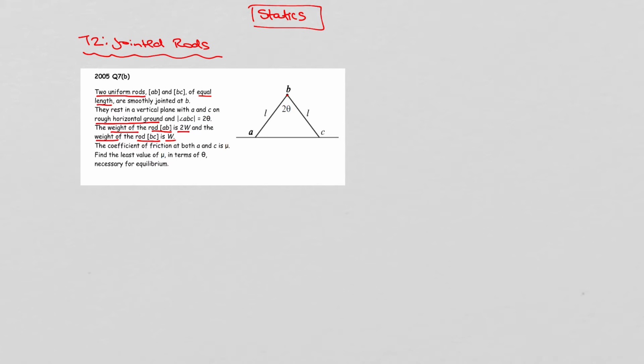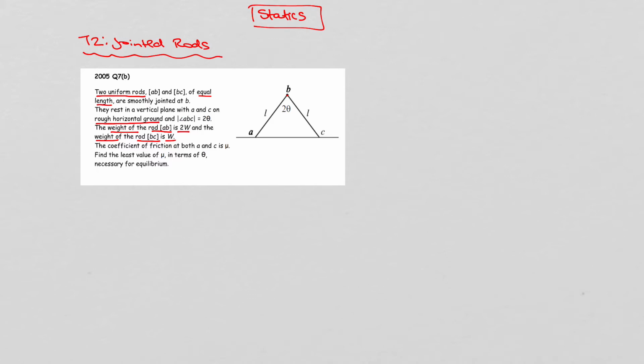So that means that their frictional forces will be different because their reaction forces will be different. If they were equal weight and equal length, then the reaction forces would be the same, and therefore we would be looking at the same frictional forces. Because one is different to the other, we'll find that one rod will slip before the other. So slipping is going to occur either at point A or at point C in this case.